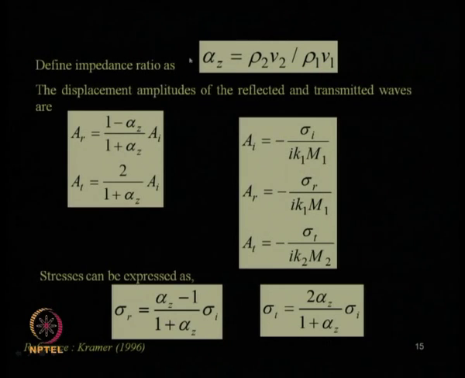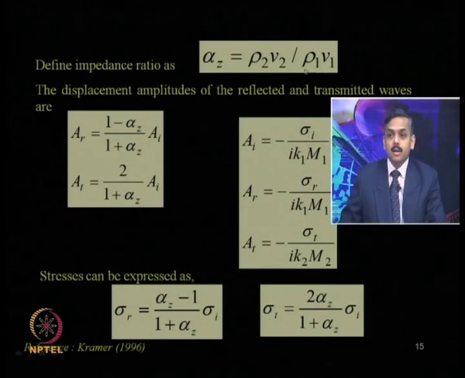So, what is the impedance ratio? The definition of the impedance ratio is the ratio of the specific impedance of two materials, and when we are taking that ratio, always in the numerator there will be the material which is in the transmitted zone. The material from where the incident wave is coming will be in the denominator. That is why you can see rho 1 v 1 for material 1 is in the denominator, the specific impedance of the material where the incident wave is coming from, and rho 2 v 2 is the specific impedance of material 2 where the transmitted wave goes in. So, that is the definition of the impedance ratio.